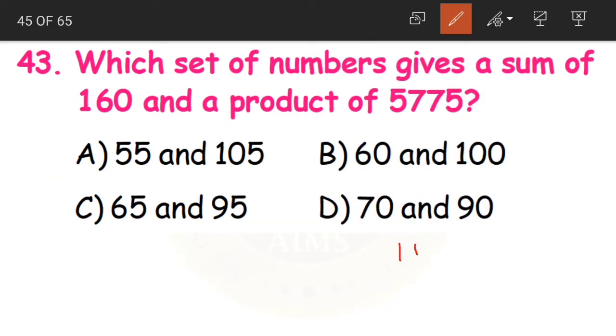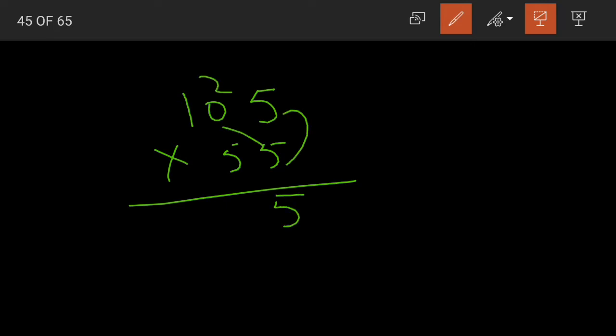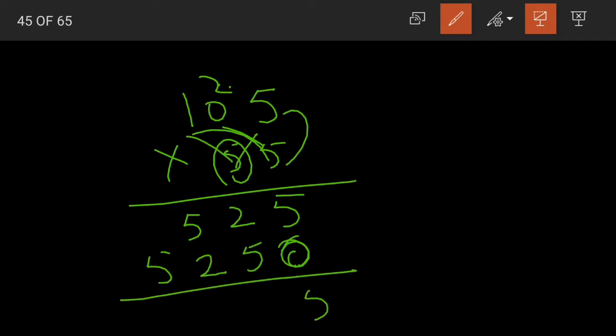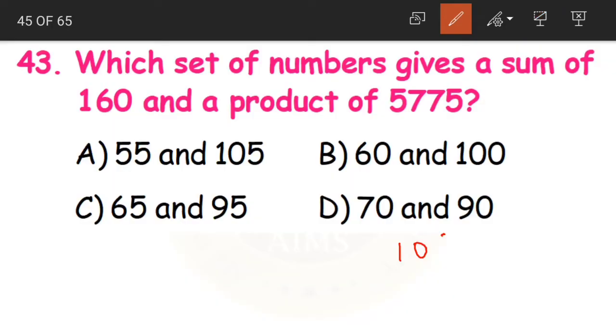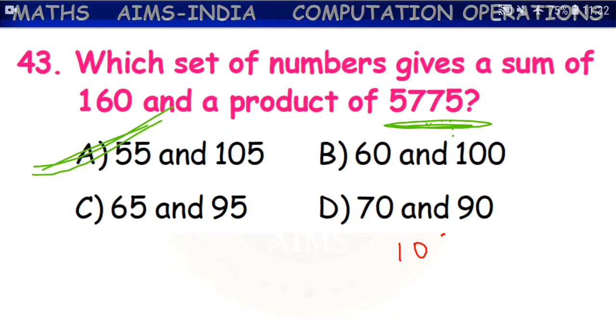Now let us look at the product. 105 into 55. 5 5s are 25. 5 zeros are 0, plus 2 is 2. 5 1s are 5. Now next, a new digit, so 0. 5 5s are 25. 5 zeros are 0, plus 2 is 2. 5 1s are 5. If we add, 5775, what is our answer? 5775. That is the same as our product given in the question. So option A is our correct answer. Even without solving the remaining options, we got it at the first option only.